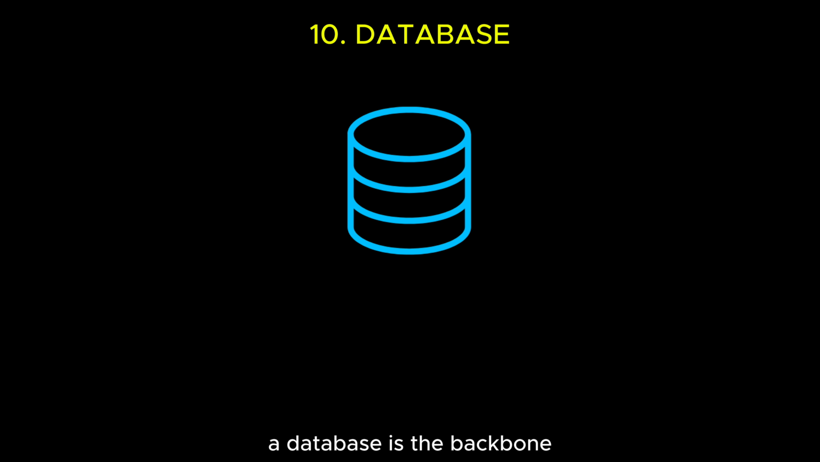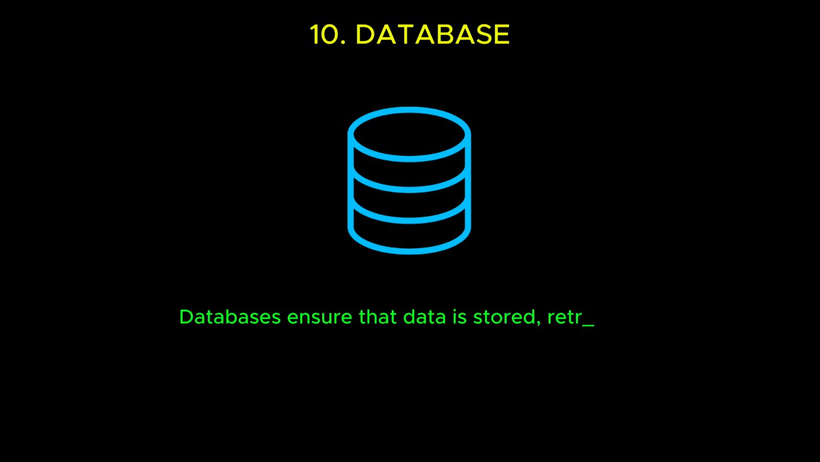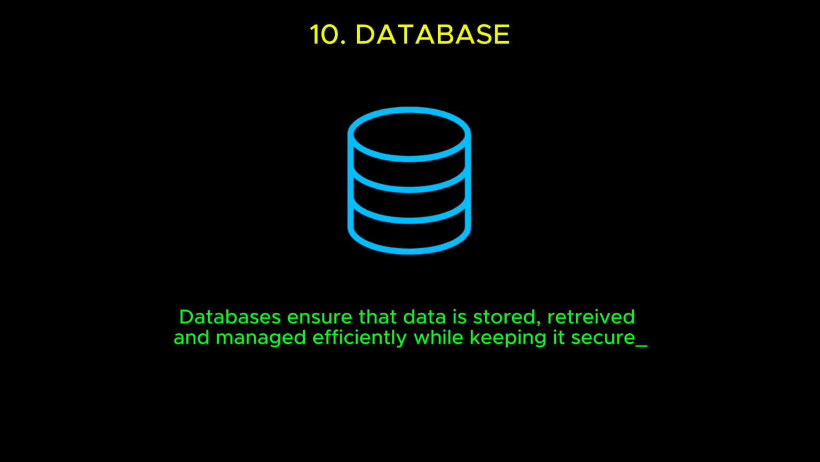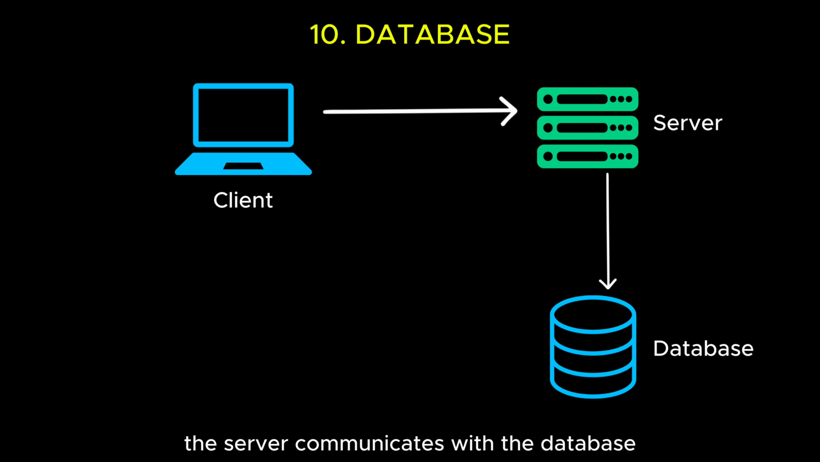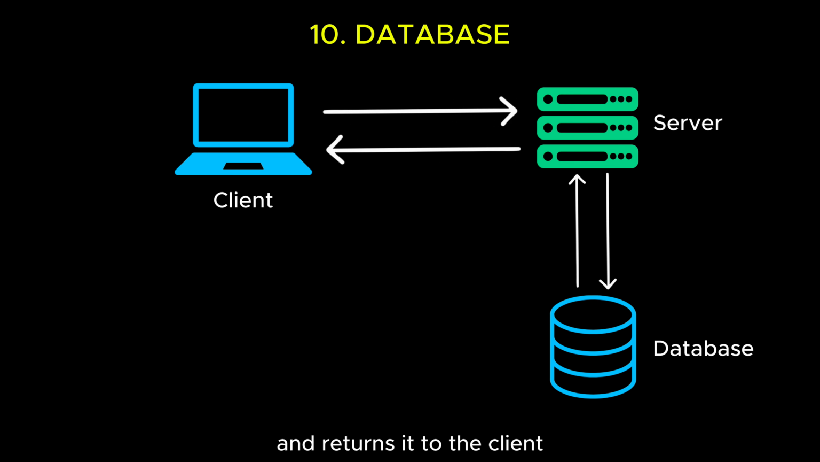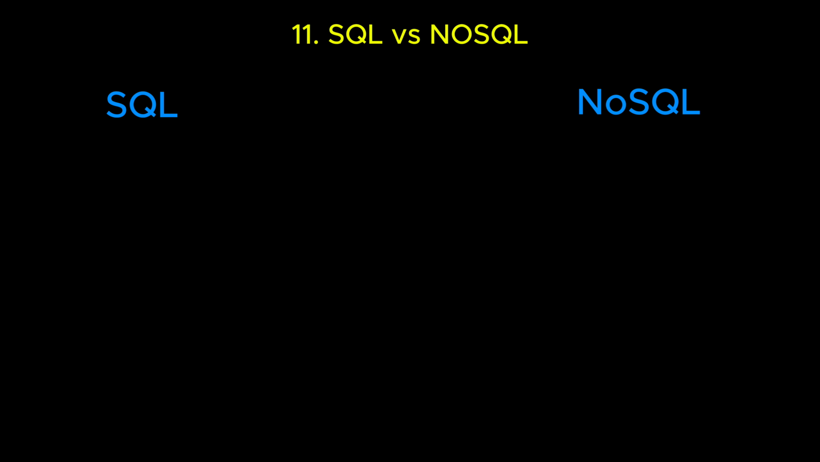A database is the backbone of any modern application. It ensures that data is stored, retrieved, and managed efficiently while keeping it secure, consistent, and durable. When a client requests to store or retrieve data, the server communicates with the database, fetches the required information, and returns it to the client. But not all databases are the same. In system design, we typically choose between SQL and NoSQL databases.